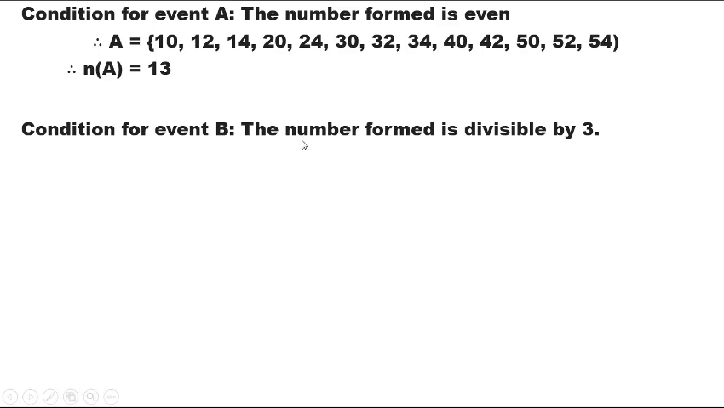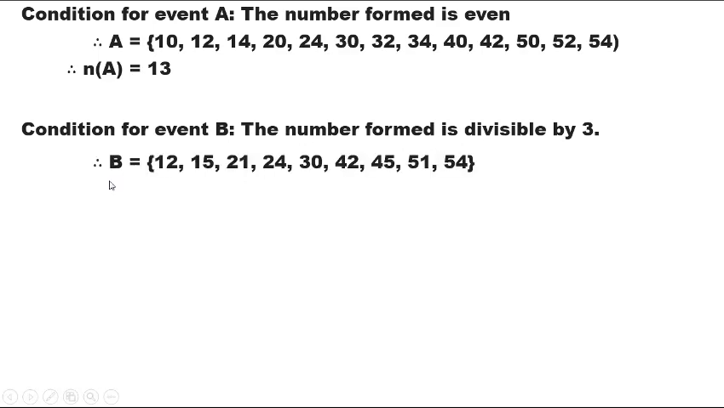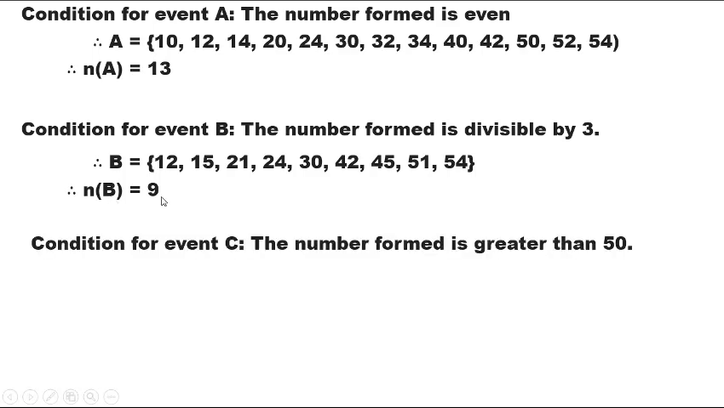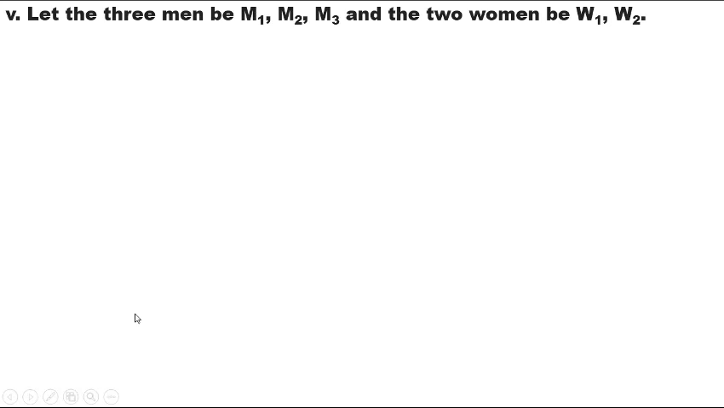Conditions for the event B: the number formed is divisible by 3. B is equal to 12, 15, 21, 24, 30, 42, 45, 51 and 54. Number of the sample points of set B is equal to 9. Conditions for the event C: the number formed is greater than 50. C is a set of 51, 52, 53, 54. Number of the sample points of set C is equal to 4.